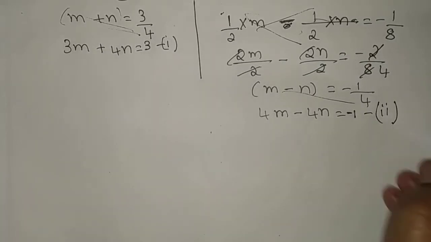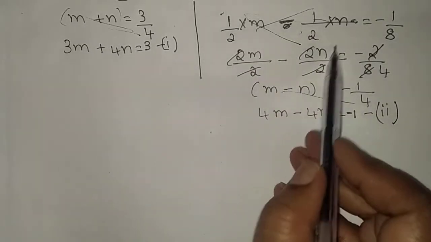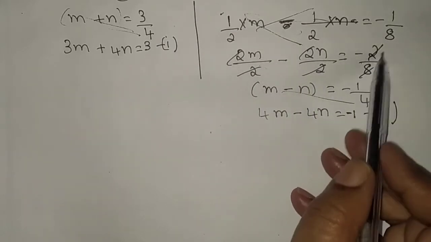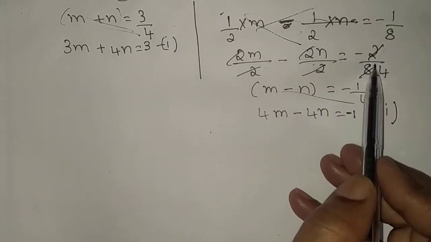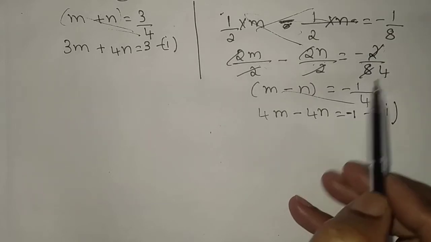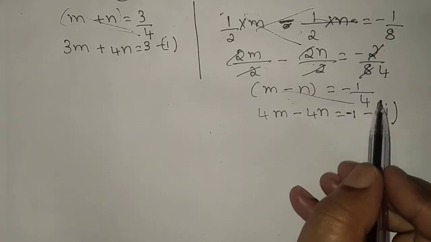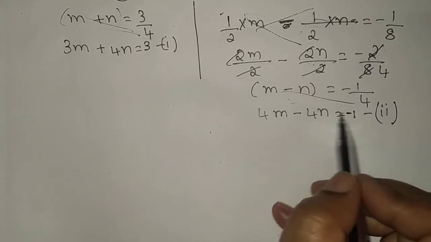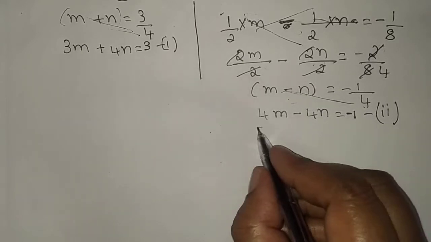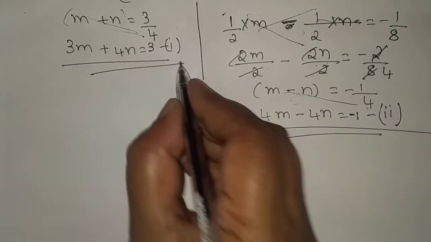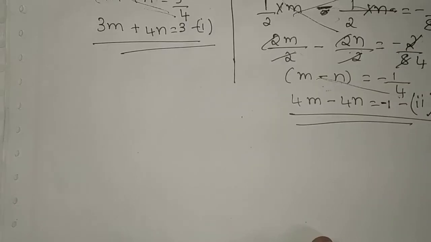So simplifying this, see, 1 by 2 on cross multiply, then 2 cancels, here also the denominator goes to numerator, cancel, we get m minus n which is equal to minus 1 by 4. Again cross multiply this, we'll get the second equation. So 2 equations we got now.